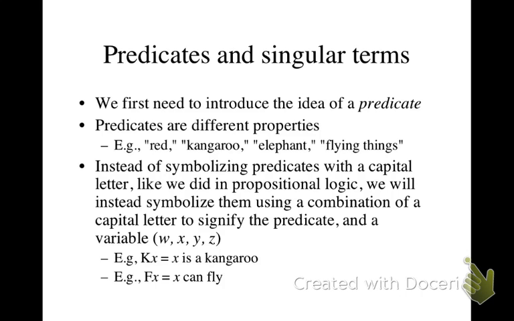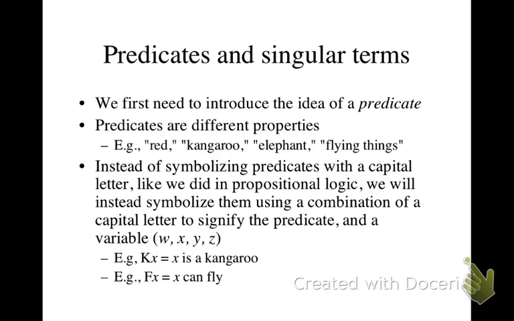Instead of symbolizing predicates with just a capital letter, like we did in propositional logic, we will symbolize them using a combination of a capital letter to signify the predicate and then a variable. The variables will be the lowercase letters W, X, Y, and Z. So for example, Kx could stand for x is a kangaroo. Fx could stand for x can fly. And it really could be anything.